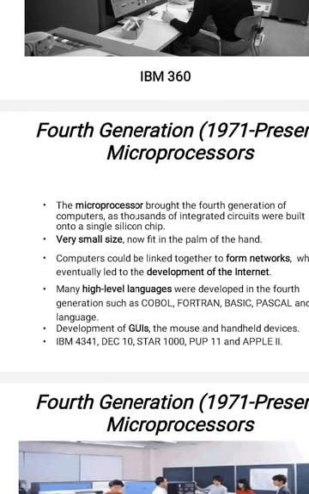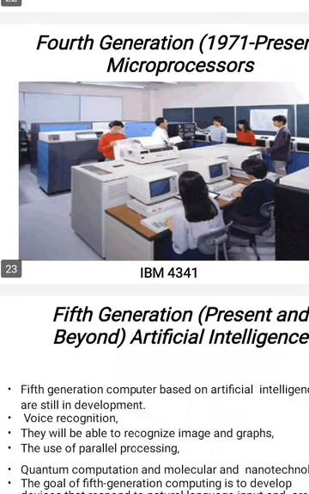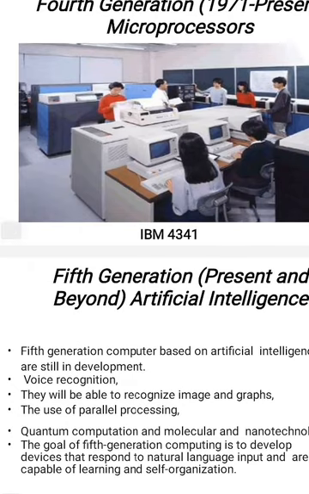And computers could be integrated through networks, which were eventually developed into the internet. Again, high level languages were used, like COBOL, Fortran, BASIC, Pascal and C. And the development of GUI, that is graphical user interface, and the mouse and handheld devices came in this generation. So IBM 4341, DEC 10, Star 1000, PDP 11 and Apple II were the systems in this generation.